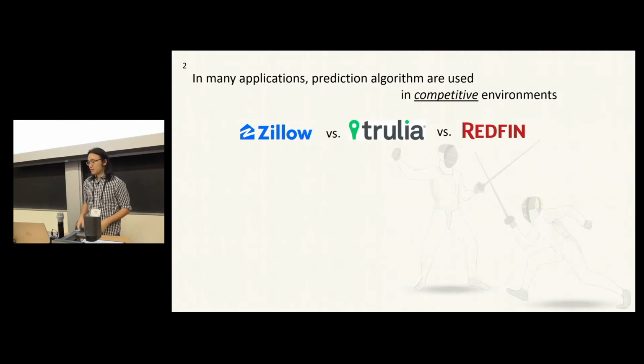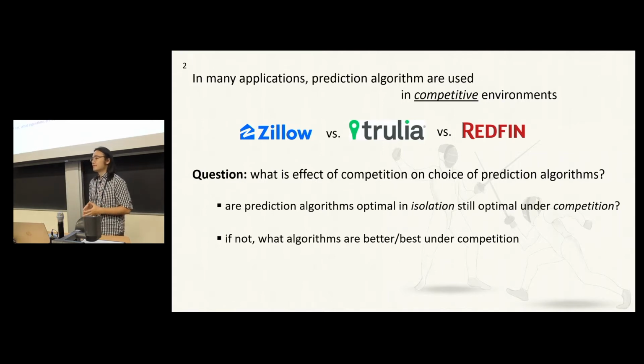So nowadays, there are many applications which use a prediction algorithm, and lots of them try to use a prediction algorithm under competition. And the natural question we want to ask is, what will be the effect of the competition on the choice of the prediction algorithm? For example, are prediction algorithms optimal in isolation still optimal under competition? If that is not the case, which algorithms are better under competition?